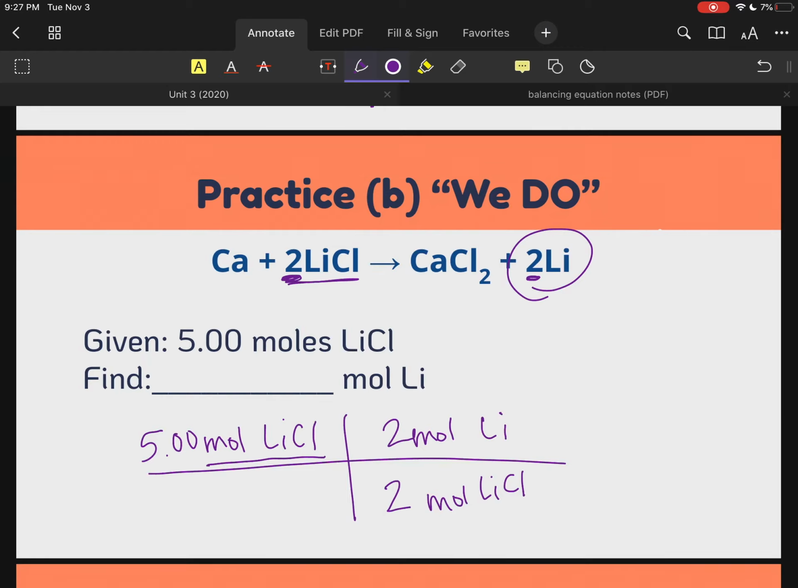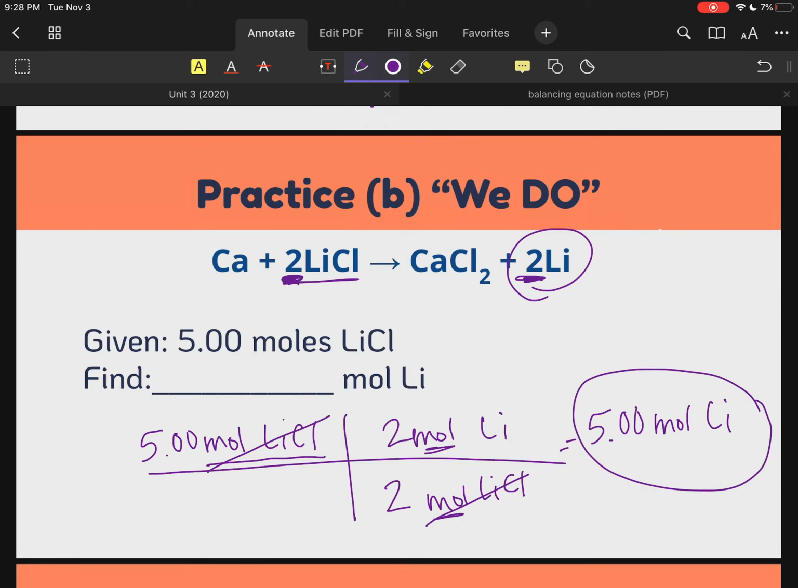There's also 2 moles of lithium. Don't let this confuse you from when we're going from mass to moles. We always use 1 mole, right? Because this is my mole ratio, I have mole to mole. Okay, so mole to mole. So that's when I'm looking at my coefficients. How many moles of each thing is in my equation? Okay, so I've canceled out my moles of lithium chloride. Multiply the top, divide by the bottom. You get 5 moles of lithium.